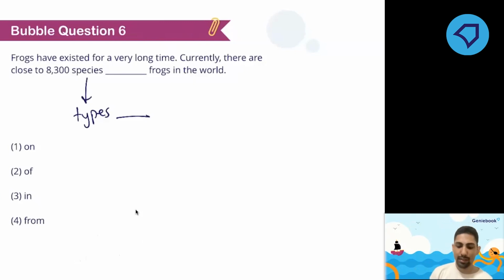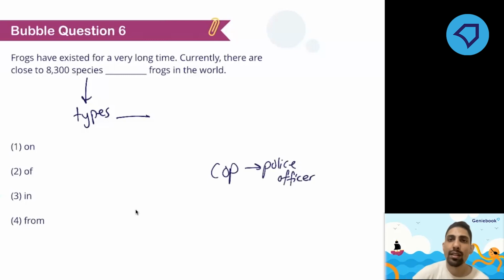COP, C-O-P, is another word for police officer. But it's not a short form. It's a word, COP. Let me find out if it's a real word, because sometimes it's slang. Yeah, it's an informal word. Let's write that down: informal word. That means don't use it in your writing. When we speak with our friends, we can say COP. Those of you who are paying attention would have heard the answer. It's so obvious, right?